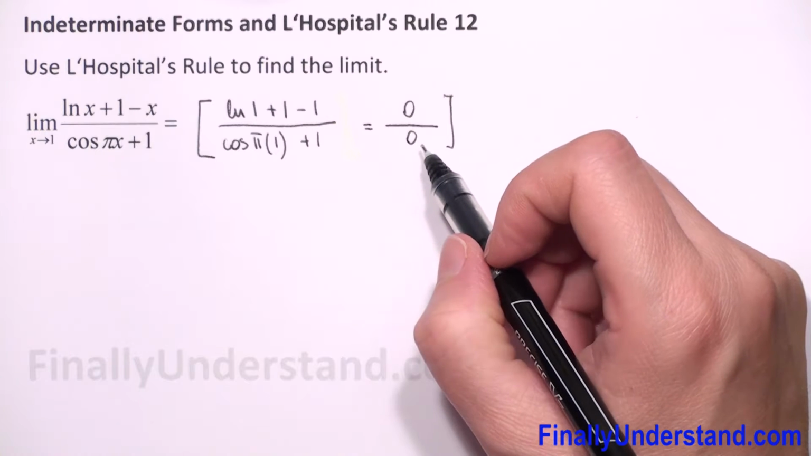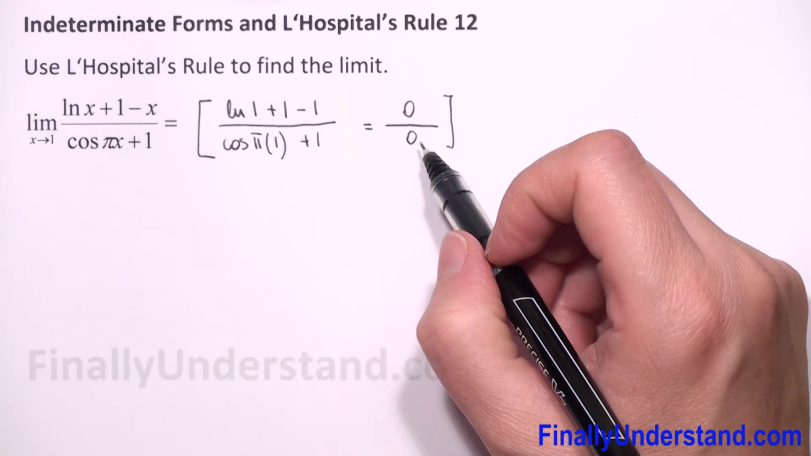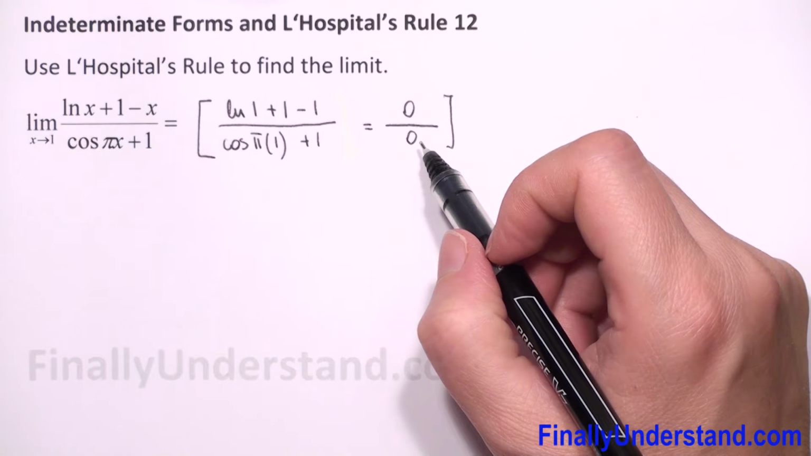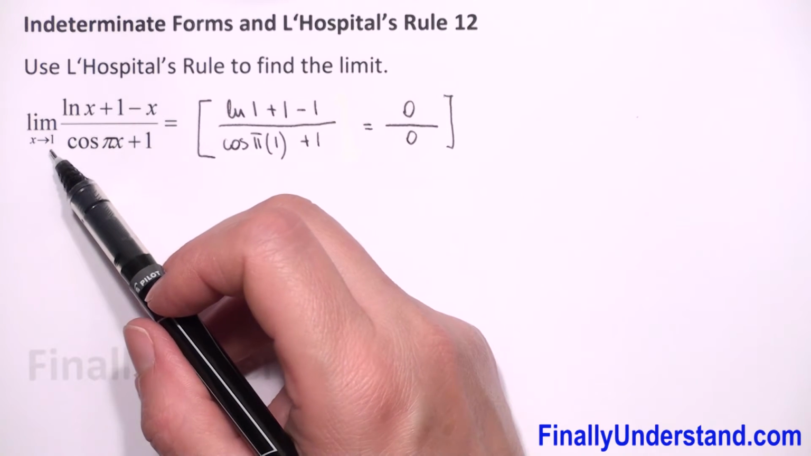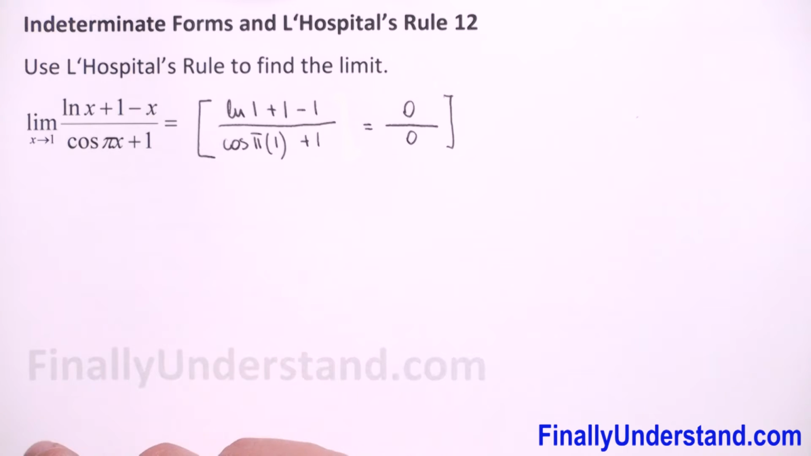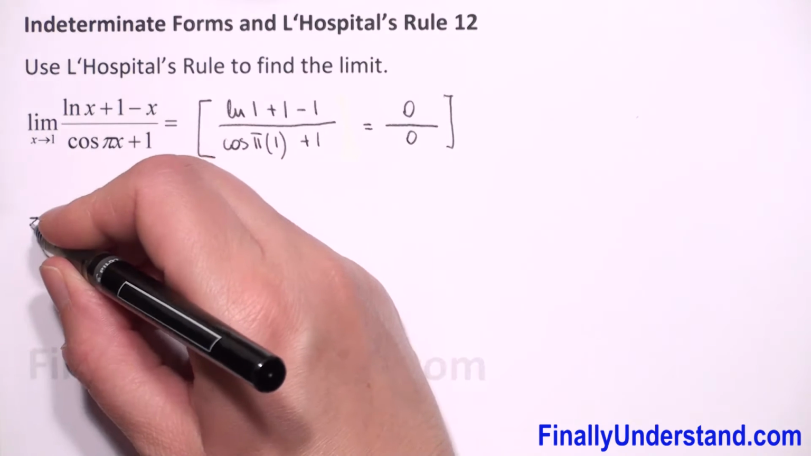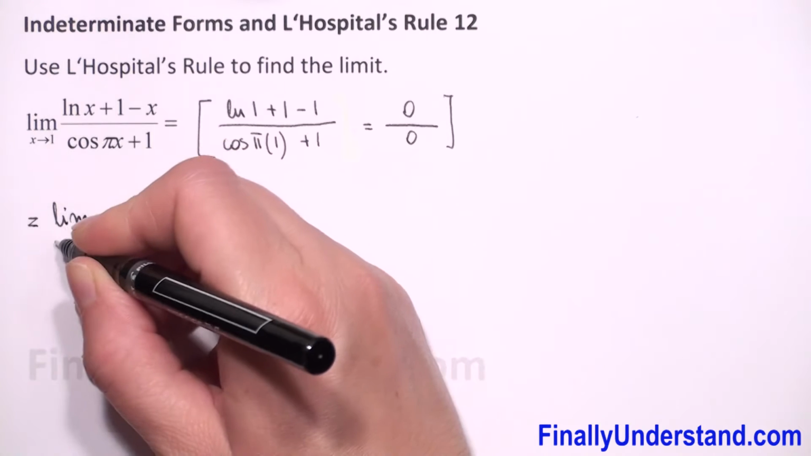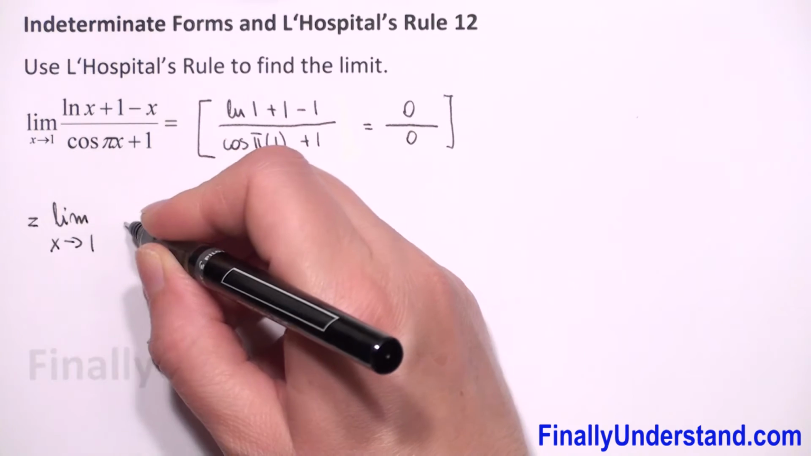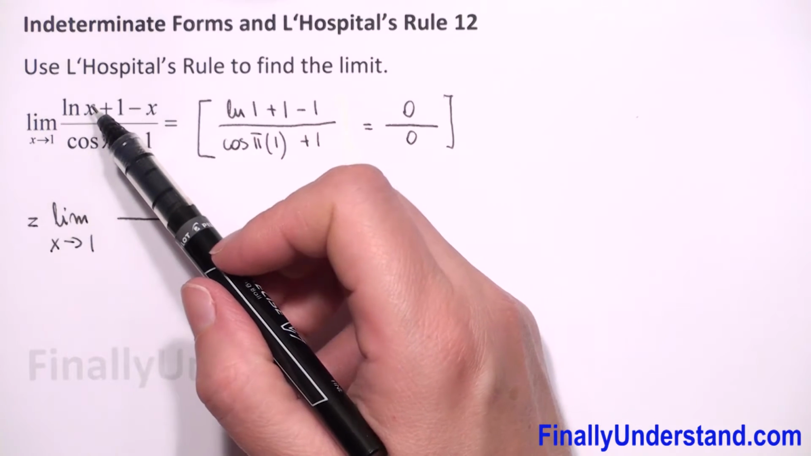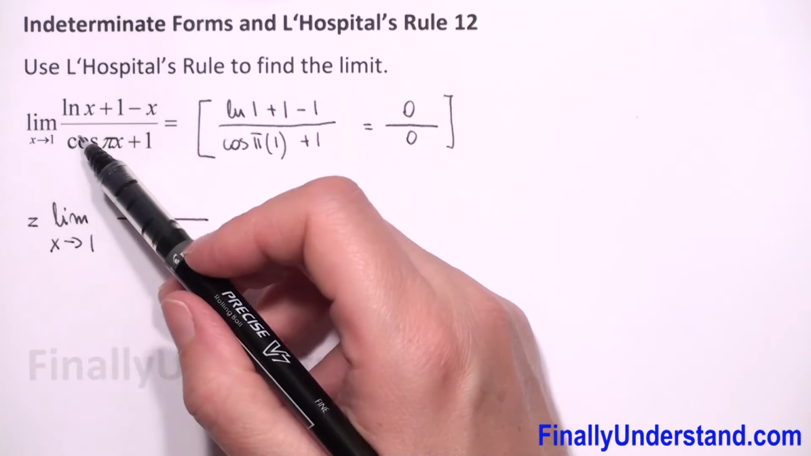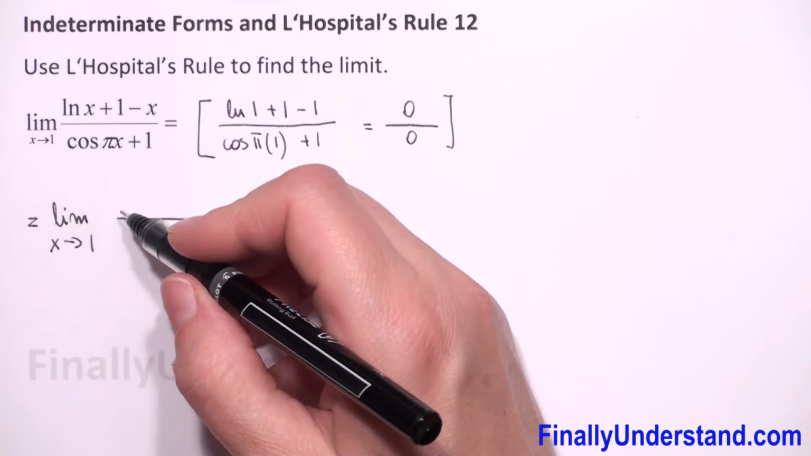When we have 0 over 0 or positive infinity or negative infinity over positive infinity or negative infinity, we can use L'Hopital's rule. So it means to find the limit of our function as x approaches 1, we have to copy the limit as x approaches 1 and find the derivative of function first, which is in numerator, then derivative of function which is in denominator.